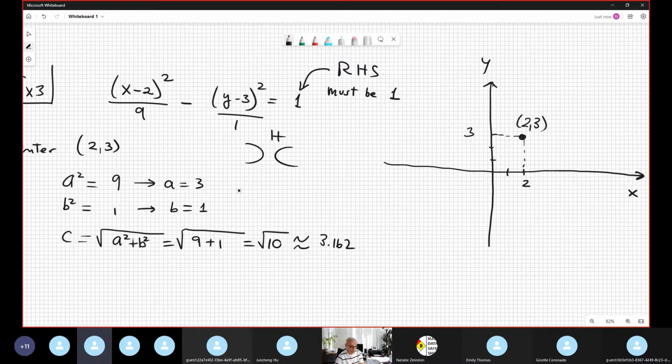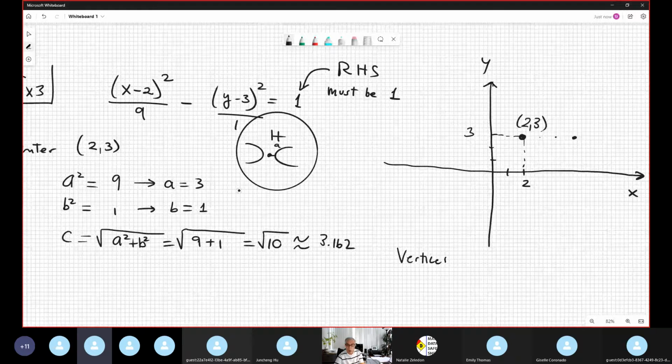What about the vertex? Well, the vertex is located a distance A from the center. Remember, the hyperbola looks like that. This is the center, and this distance is A. A is 3, so from this point you move in 3 units: 1, 2, and 3. This point would be (5,3).